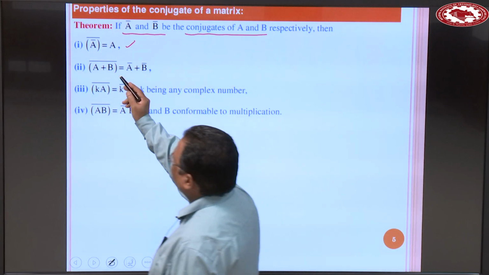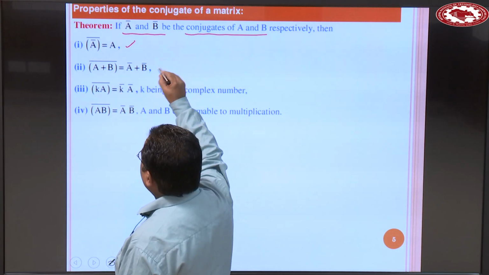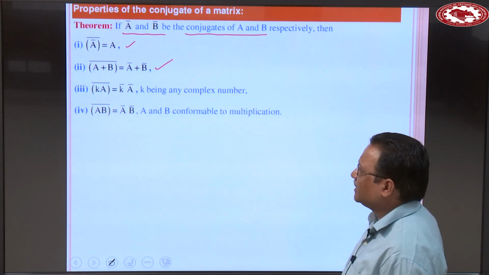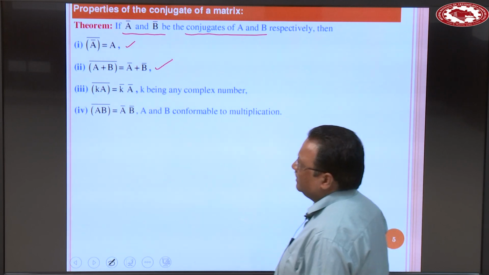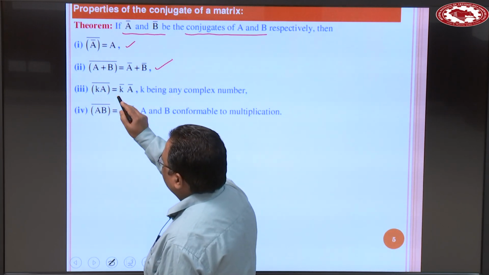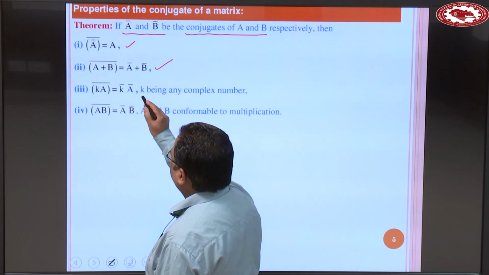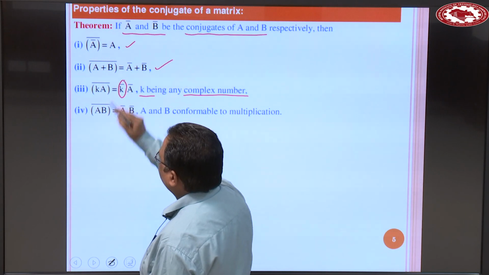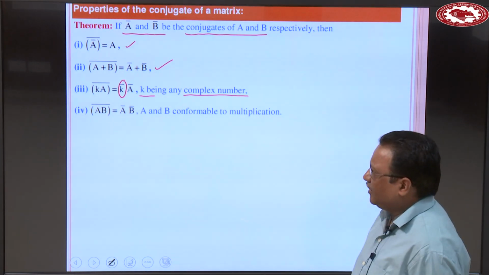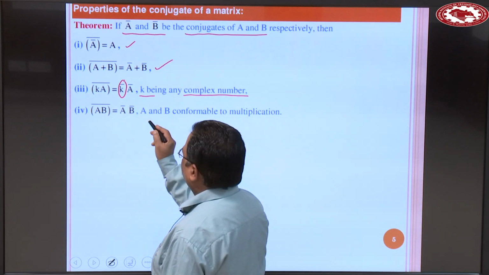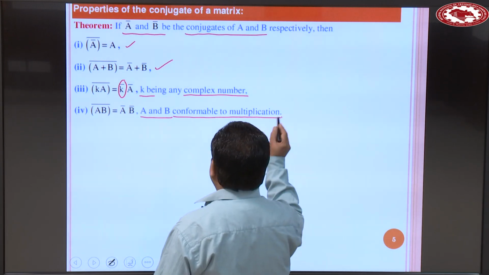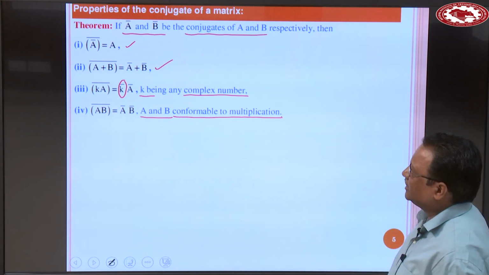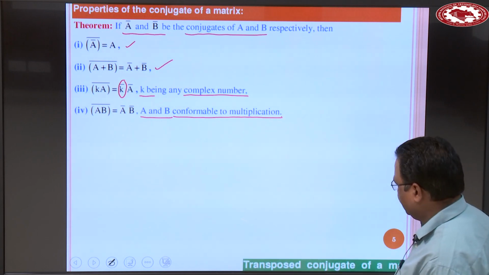Second is (A plus B) bar is equal to A bar plus B bar. That one is the second property. Next one is (K A) bar is equal to K bar A bar, K being any complex number. So, due to this reason, here K bar. Now, (A B) bar is equal to A bar B bar, where A and B are conformable for multiplication. So, these are the properties of conjugate of a matrix.